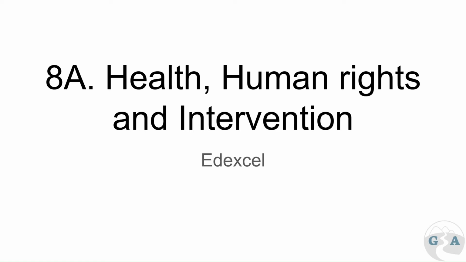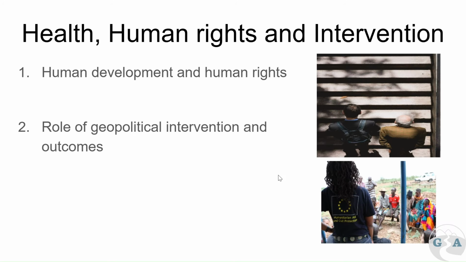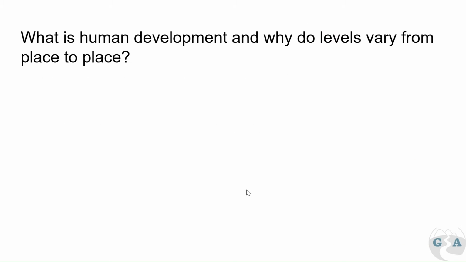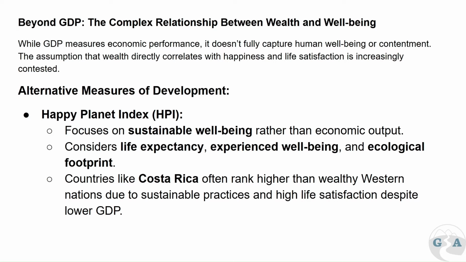Okay, so for section 8A, it's Health, Human Rights and Intervention with Edexcel. We've got two major sections. The first one is Human Development and Human Rights. So we can look at the example there of the main question: what is human development and why do levels vary from place to place?